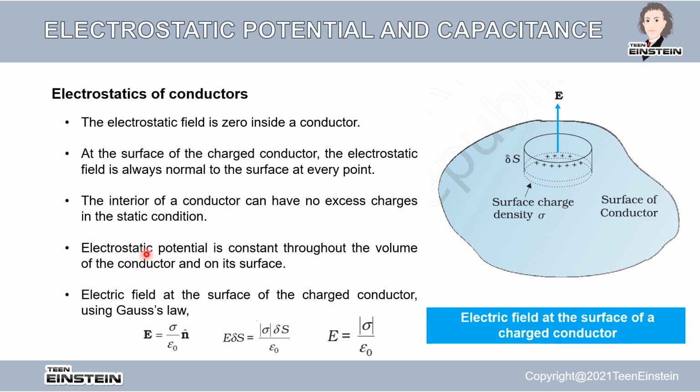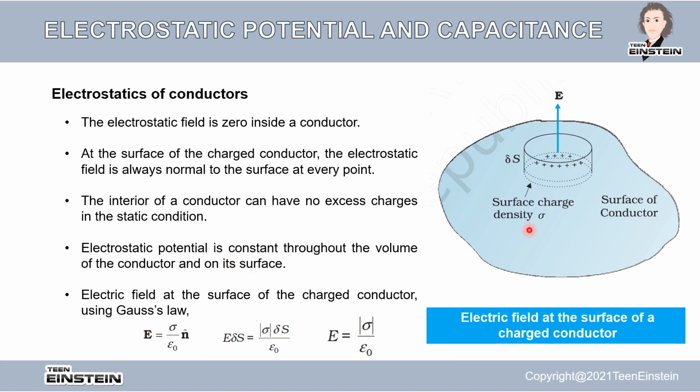The fourth point is, electrostatic potential is constant throughout the volume of the conductor and on its surface. This is also true because the electrostatic field inside the conductor is zero. When the field is zero, it means that the potential difference has to be zero. So if the potential difference is zero, it means that throughout the conductor, the surface or volume, everywhere, the electrostatic potential has to be constant.